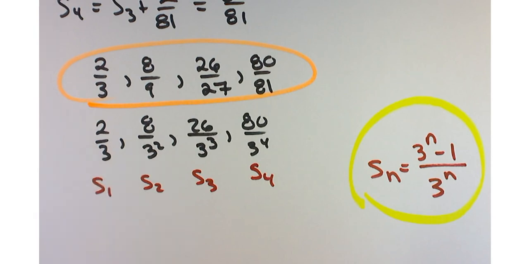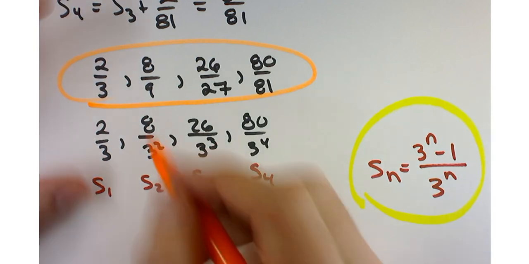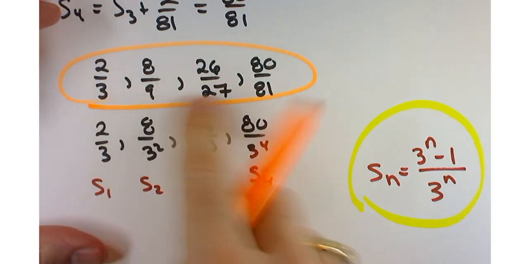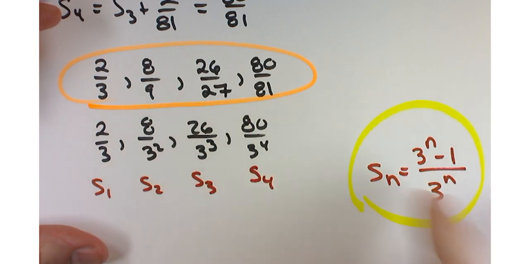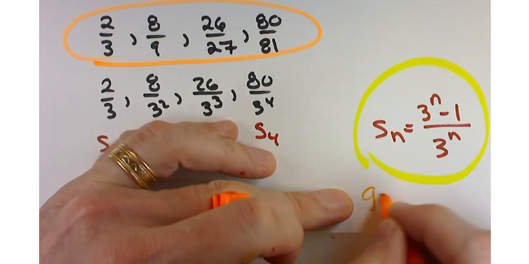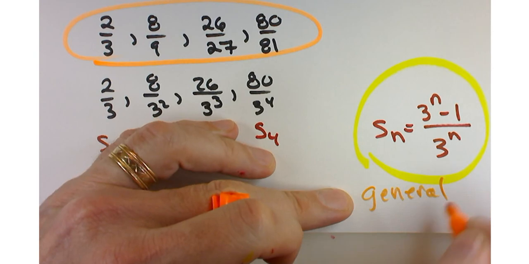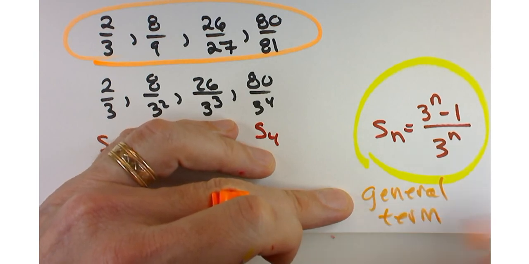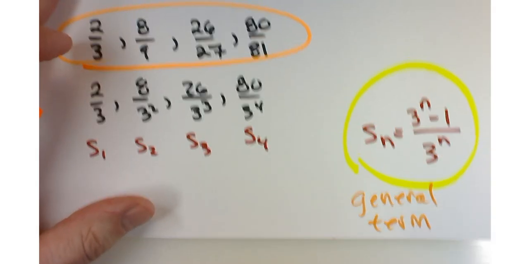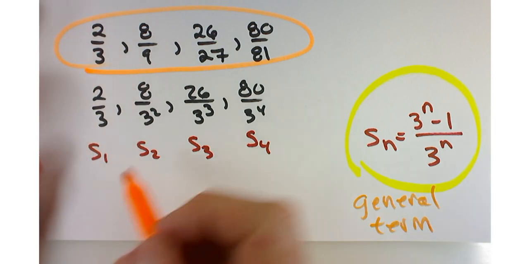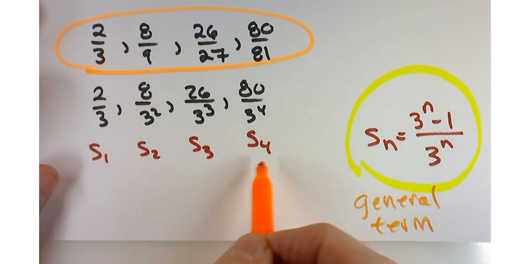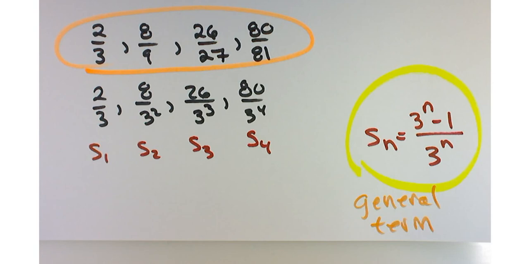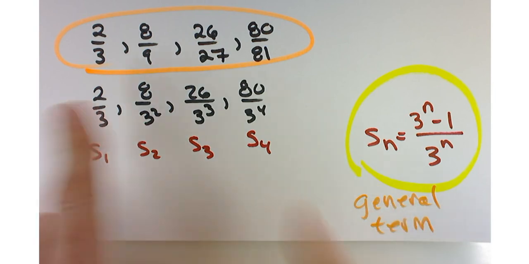Wait, what did you say was in orange? You said the yellow was the general term, and then this is S sub 1, S sub 2, S sub 3, S sub 4. That's your general term, circled in yellow. Oh, okay, but what's the orange then? Those are S1, S2, S3, S4. So those were the specific ones. It asked for the first 4 partial sums and then the general one. So that's it.